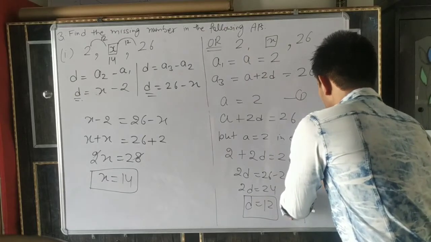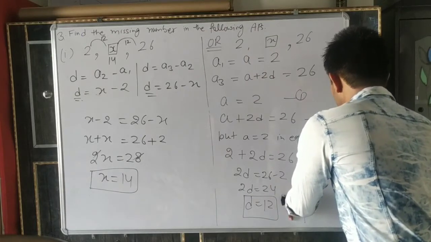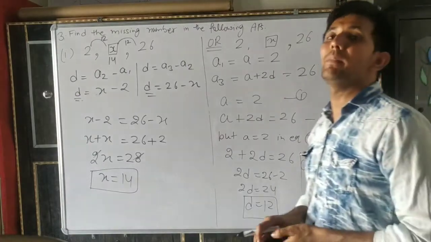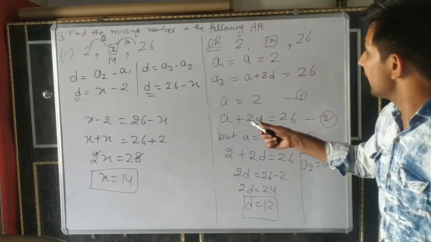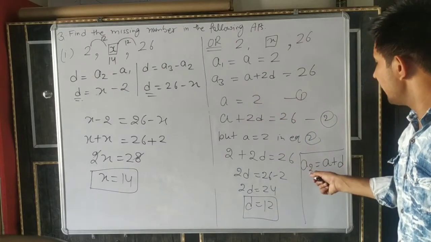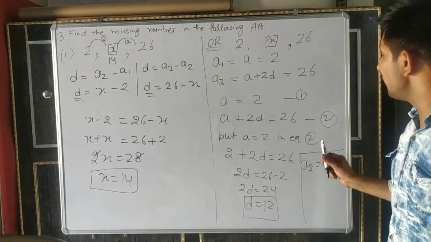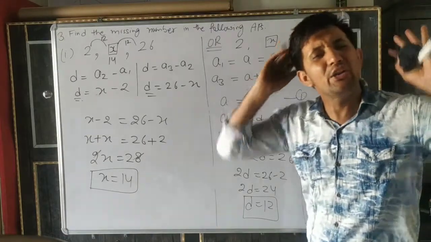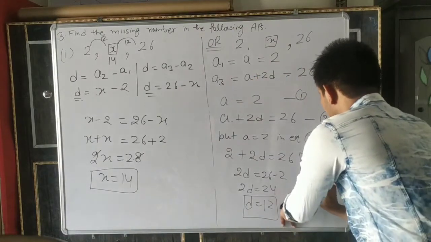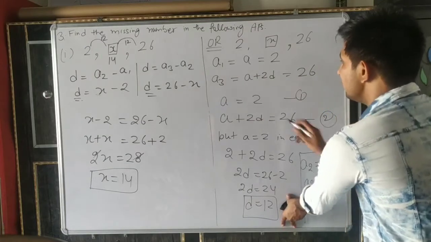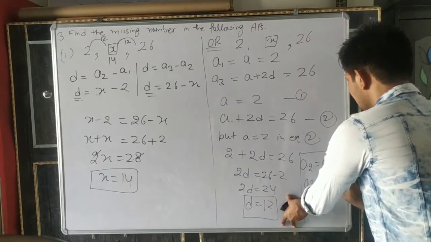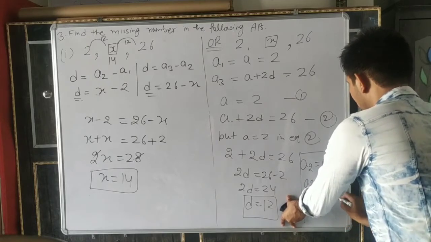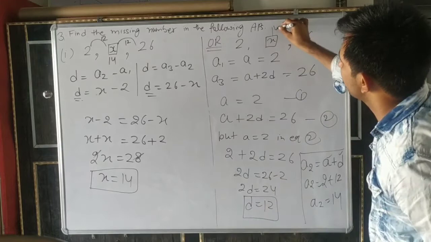So A2 is always A plus D. Always remember one thing, dear: if we want to find any fill in the blanks, A3 is A plus 2D, A2 is A plus D. So if we know the A and D values, we can find any term. So what is A2? A is 2, plus D is also 12. So the A2 value is 14. So X is 14.